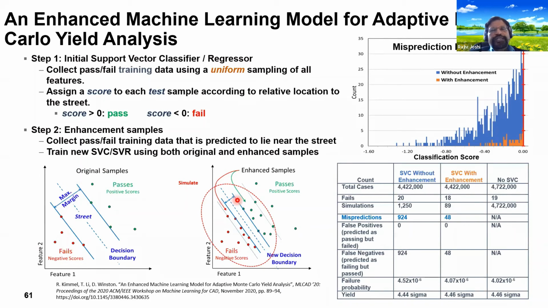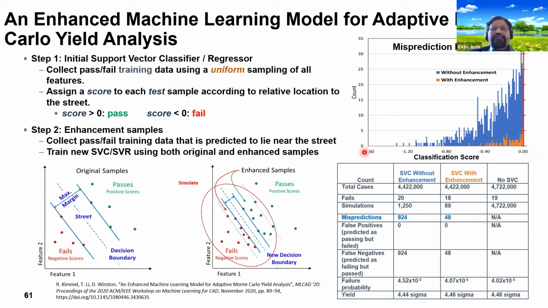Then you try to prune it, okay? You focus on this region and try to prune it. That is the enhancement samples: collect pass-fail training data that is predicted to lie near the street. This is called a street. And then define another boundary, which is a new decision boundary, and utilize that for Monte Carlo analysis. Okay, a small set of samples. And this support vector machine technique is very useful in that direction.